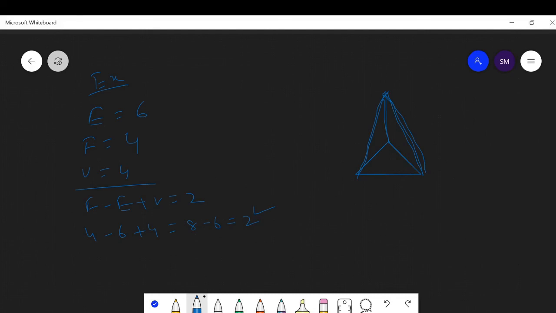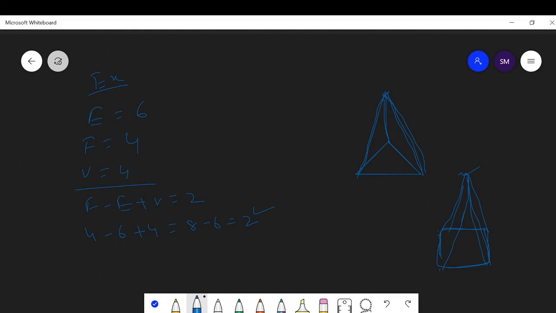Then how many vertices are there in a square pyramid? In a square pyramid the base is a square and there is a vertex. Each and every vertex of the base is joined with this. This is a square pyramid. Then for a square pyramid, you have to find out the number of vertices: 1, 2, 3, 4 and 5 vertices. Number of edges: 1, 2, 3, 4, 5, 6, 7, 8. 8 edges.